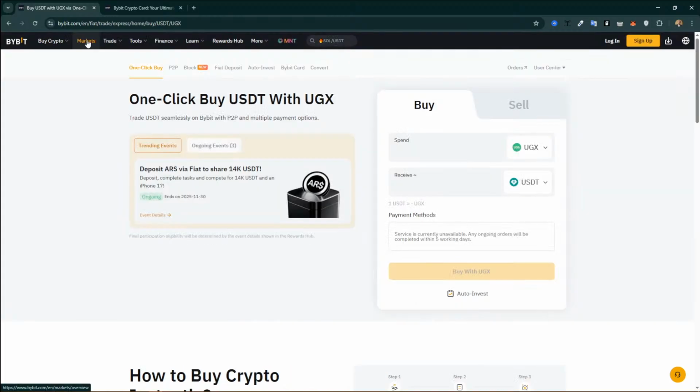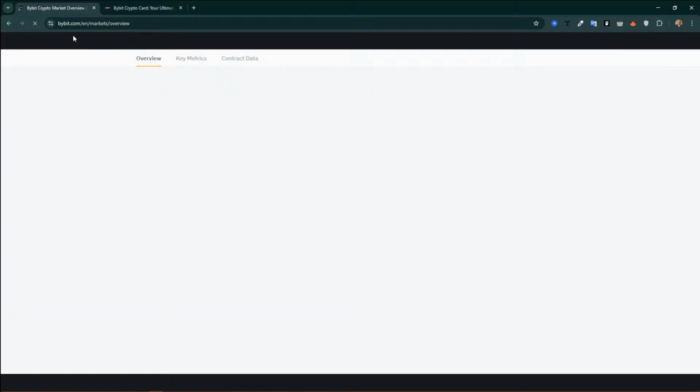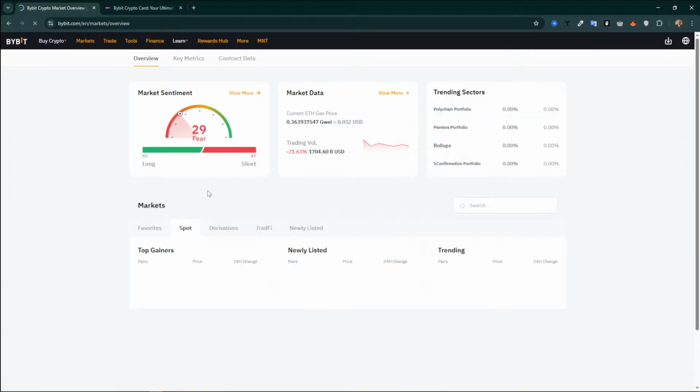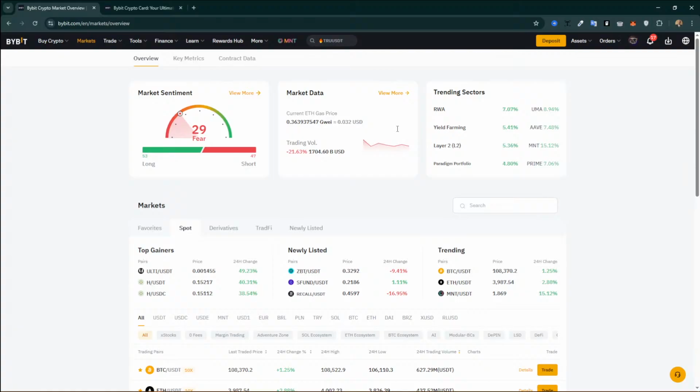So markets. The markets might confuse you a little bit, but this is where I find, let's call them, information indicators. This is the indicator for you when to buy, when to sell, and then we also have market data, like let's say the trading volume. In this case, we are talking about the Ethereum gas price and the trading volume.